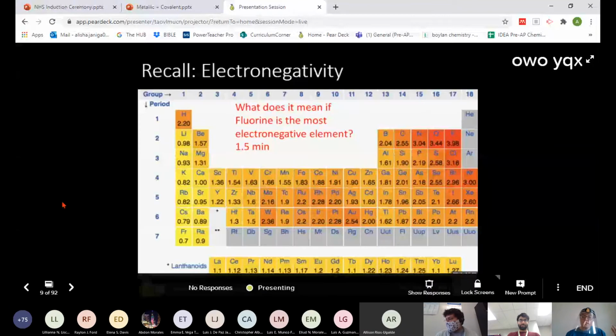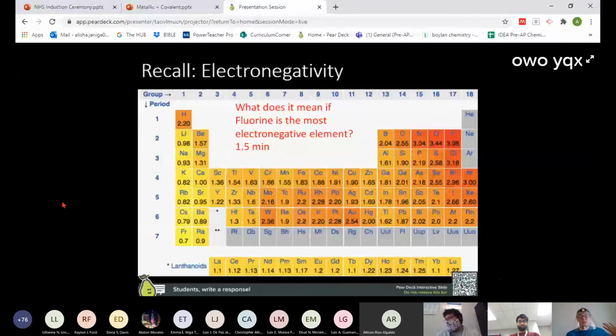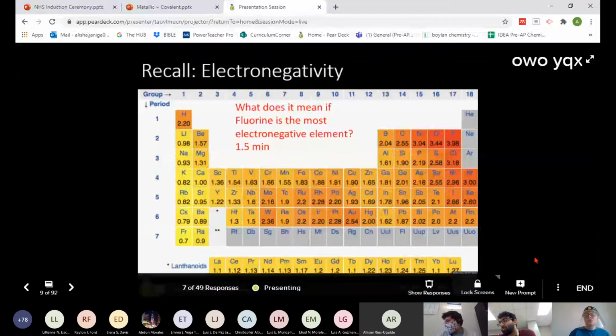So what does it mean that fluorine is the most electronegative element? Even I'm struggling with saying this. If you're struggling saying electronegativity, don't feel bad. I'll give you a minute, and we'll see if we need the other 30 seconds or not. What does it mean that fluorine is the most electronegative?